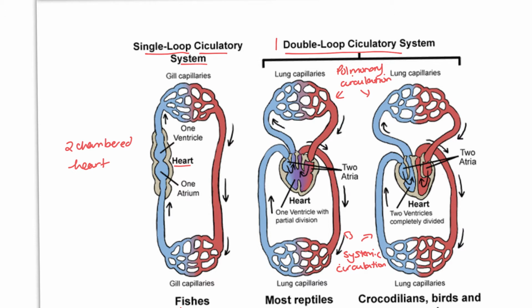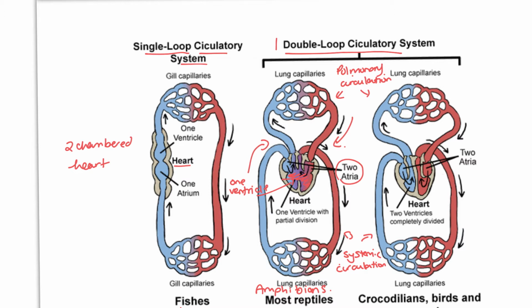So amphibians and some reptiles have a 3-chambered heart as opposed to the 2-chambered heart we saw in fish. And we can see that in this 3-chambered heart there are 2 atria and there is 1 ventricle. So the 2 atria, we can see they receive blood from the 2 different circuits. So the atria receive blood from the pulmonary circulation, and they also receive blood from the systemic circulation. Then the blood travels into the single ventricle, which is this one down here at the bottom.